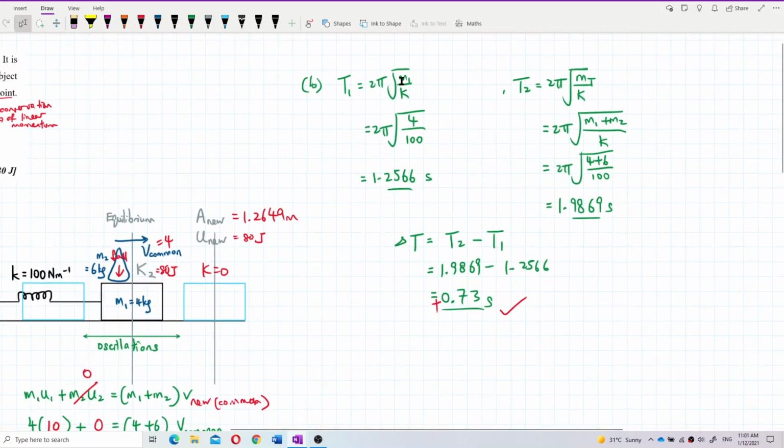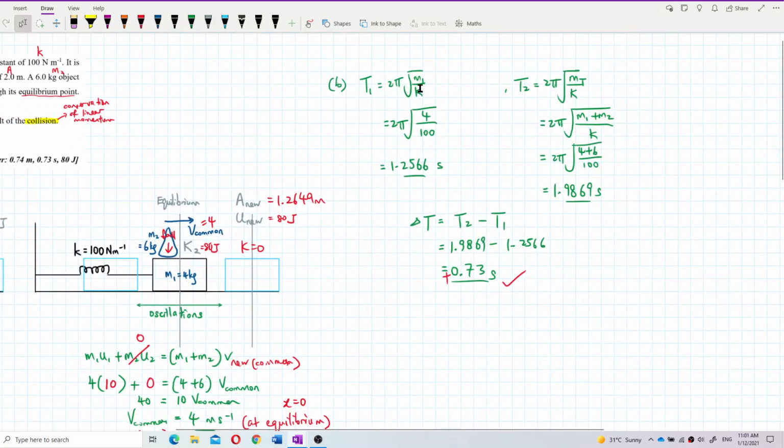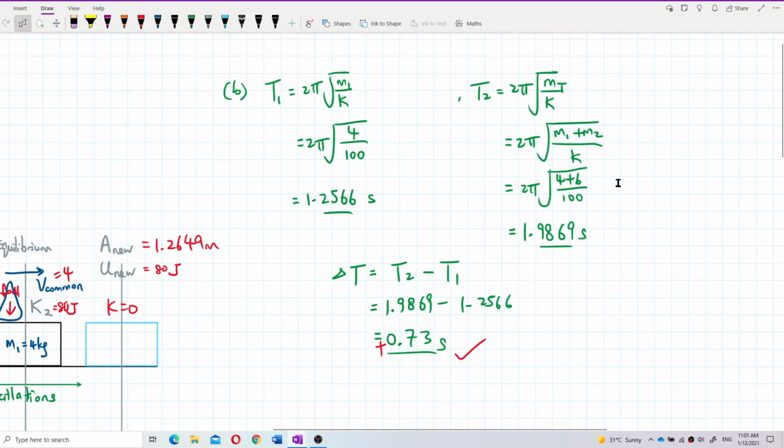You can see the relationship when the mass increases. Last time it's only 1 mass, now it becomes 2 masses. So when the mass increases, things become heavier to oscillate, so it takes a longer period to oscillate, so it oscillates slower. It oscillates slower now because of higher mass, compared to last time with only 1 mass.